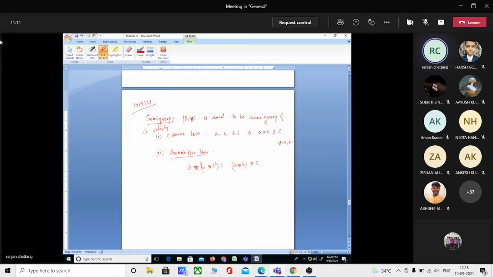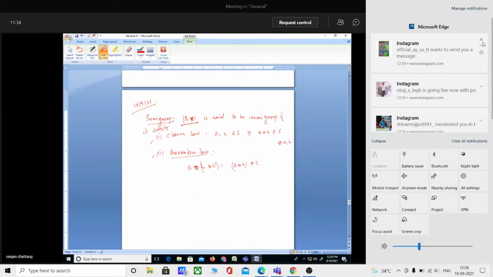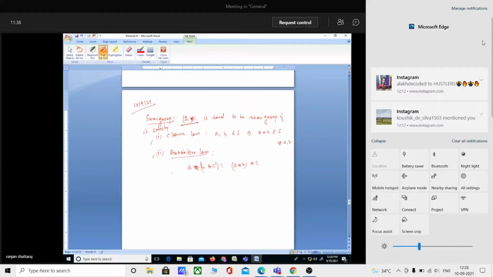An algebraic structure equipped with a binary operation satisfies only two conditions: one is closure and the second is associativity. Closure is not so important because we already define the binary operation; that means it satisfies the closure law if it is a binary operation. So if it satisfies the associative law, then we say that S is a semigroup.